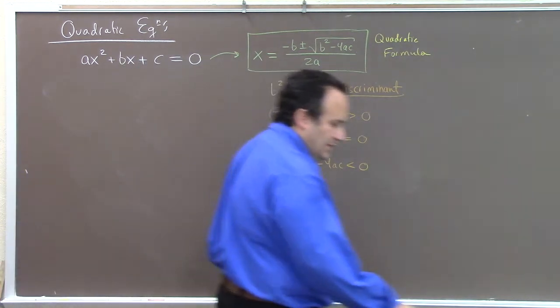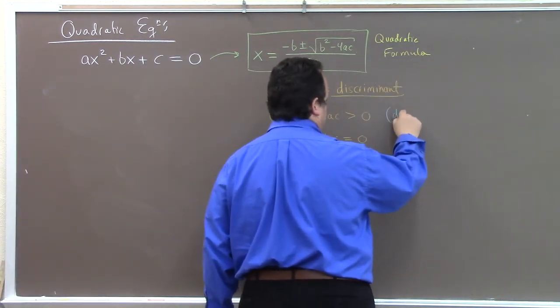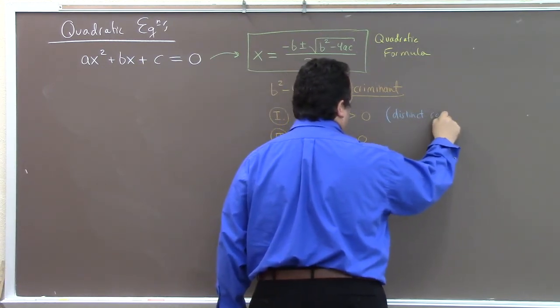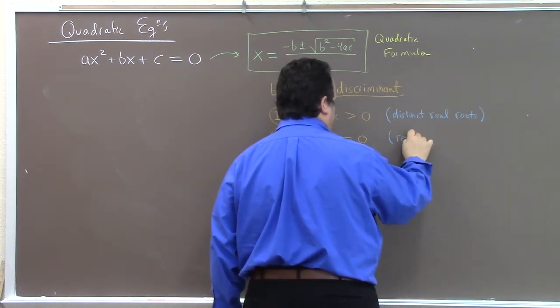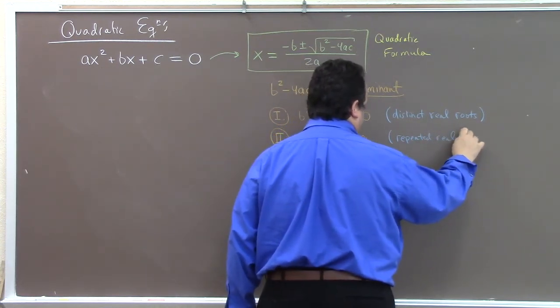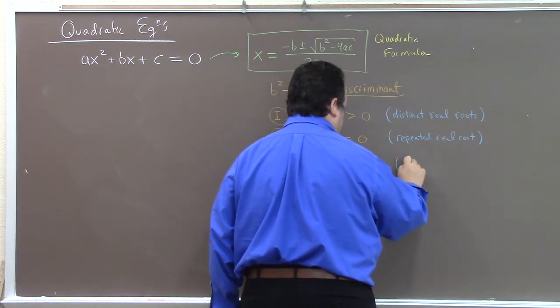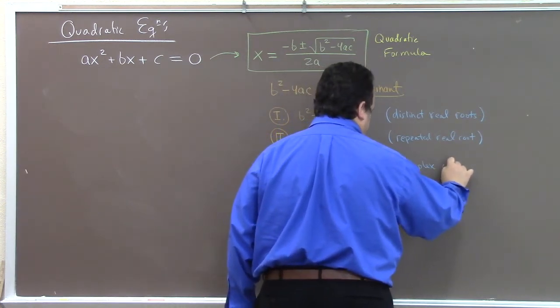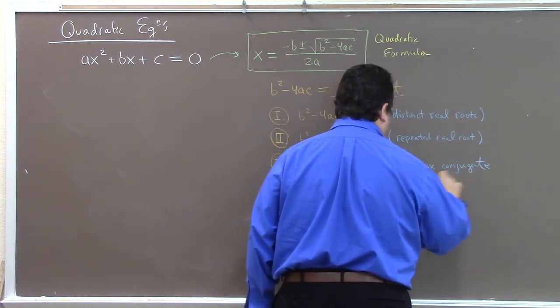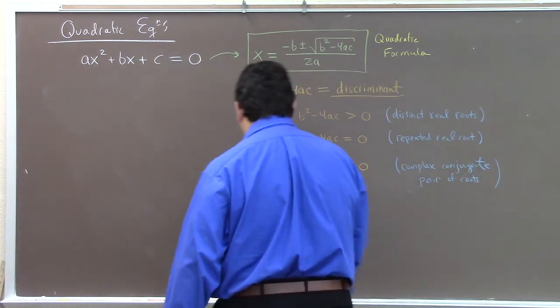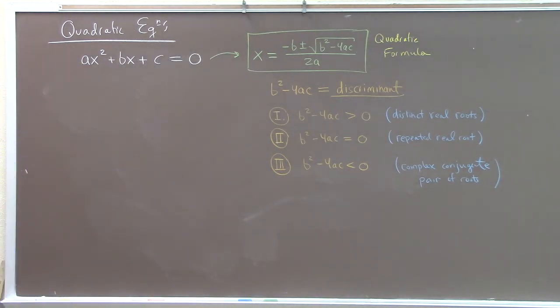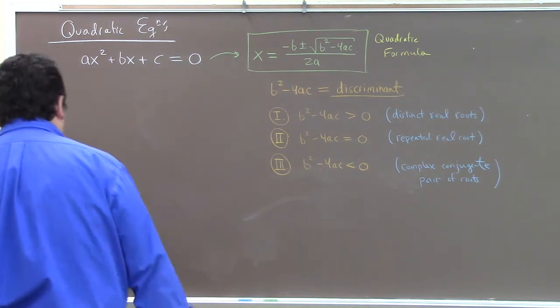And so case one is distinct real roots. Case two is a repeated root, and it's real. In case three, we get a complex conjugate pair of roots. All right. Now, I'll show you an example of each of these, and we'll look at both how to solve it and also how to factor it in each case.